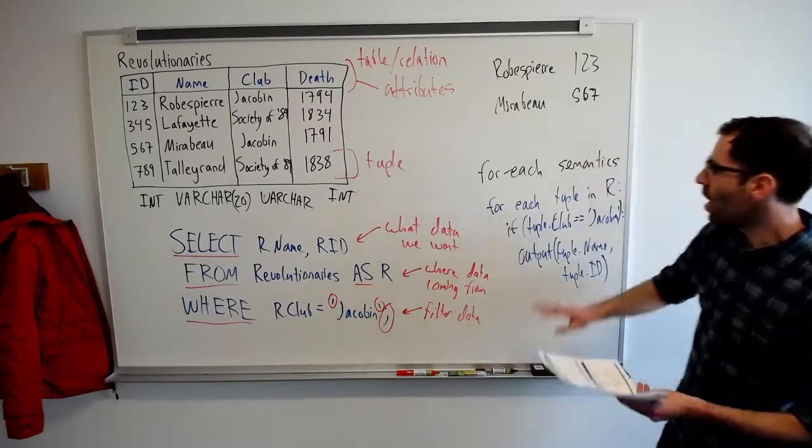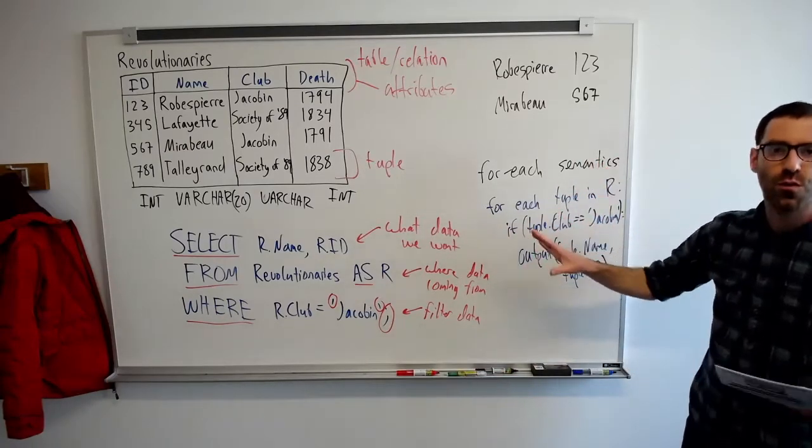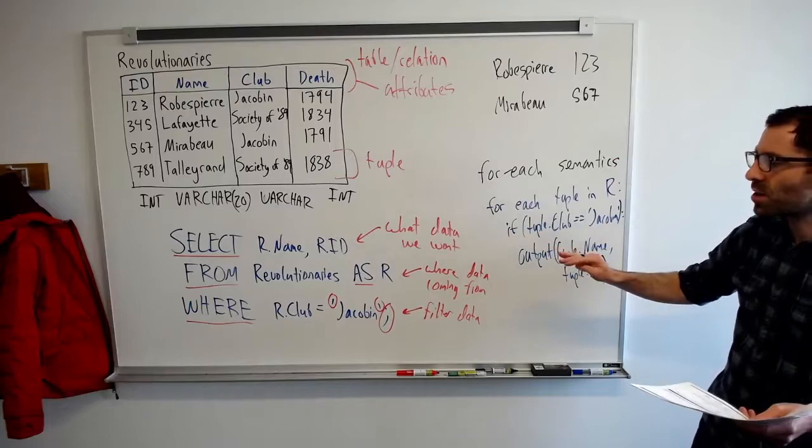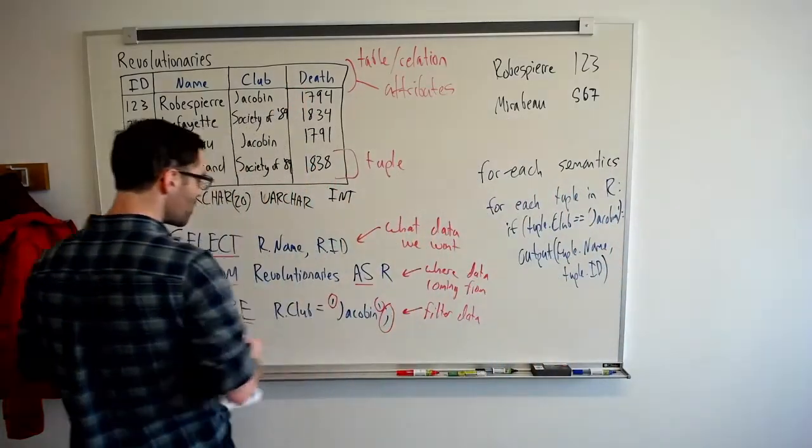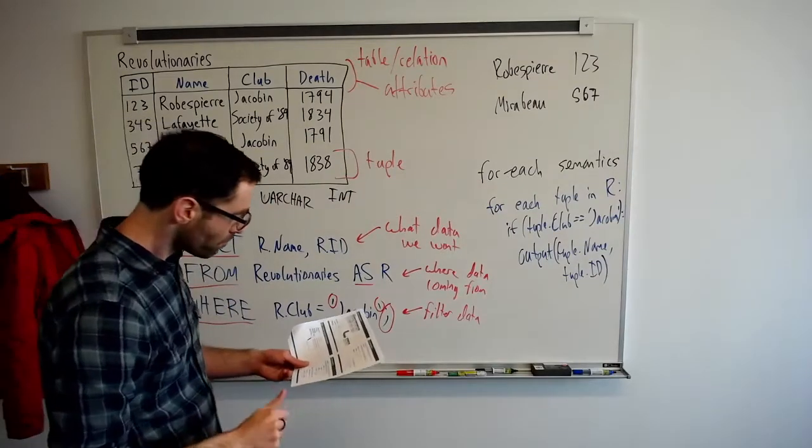And so this is the basic form that SQL queries can take. We grab some attributes from some table, do some filtering.